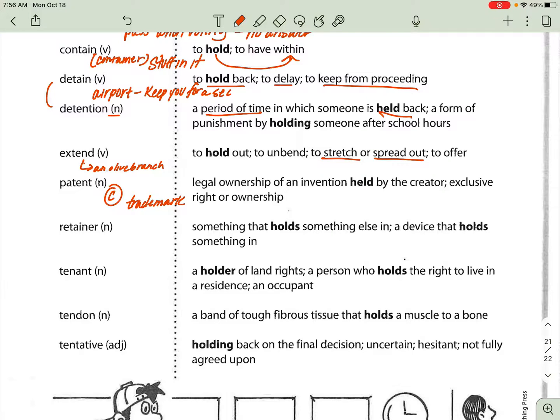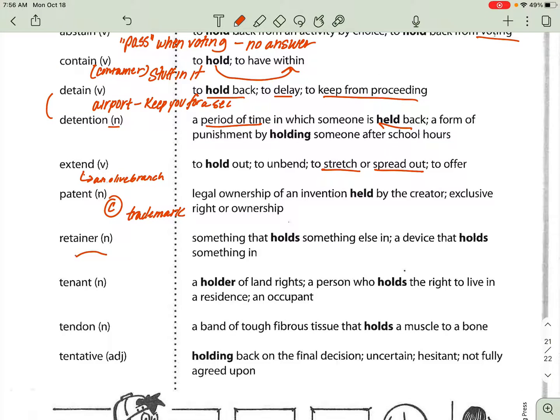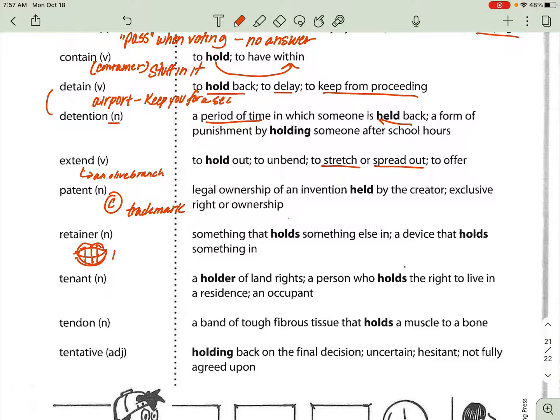The next one then is a retainer. Retainer, a lot of times I think about this in your mouth, right? Because you've got the thing inside your teeth. Oh, wow, that's a pretty funny mouth, isn't it? I like it. It's better than my ears last week. But you got your retainer. It holds something in, a device that holds something in. We think about this because your teeth are held in place by a retainer.